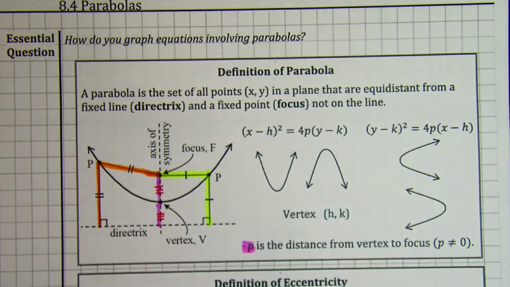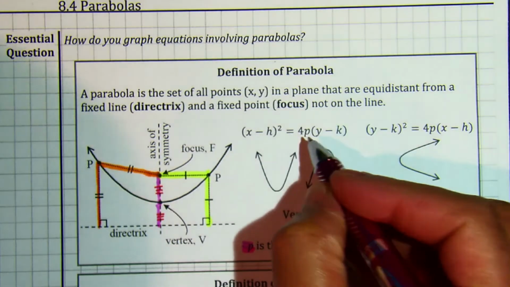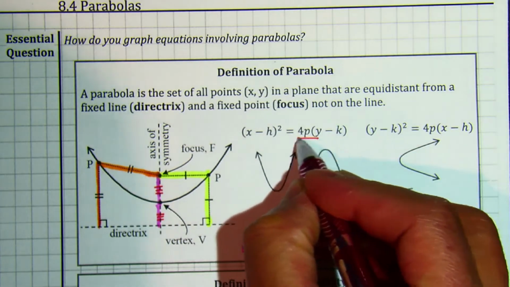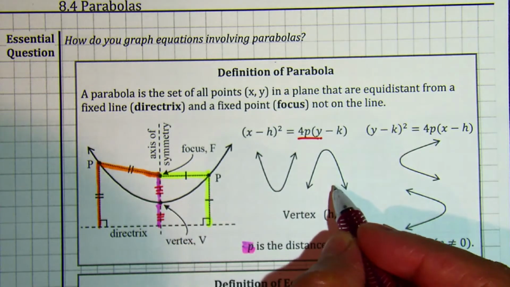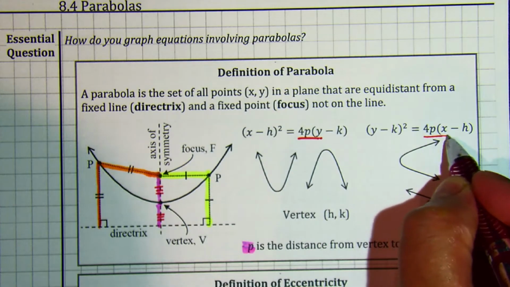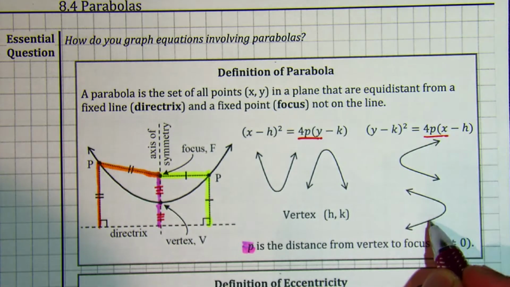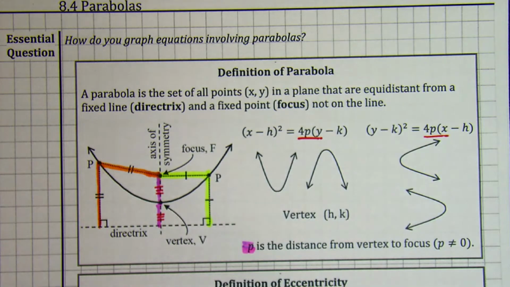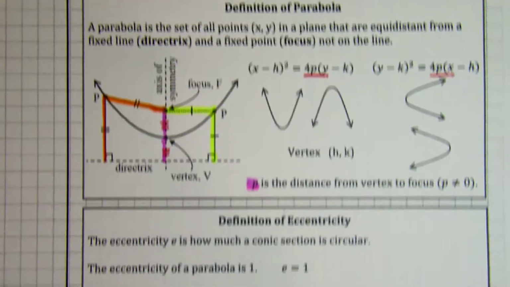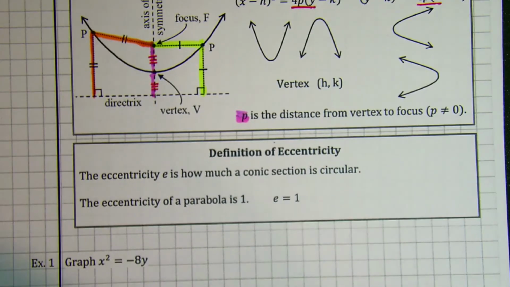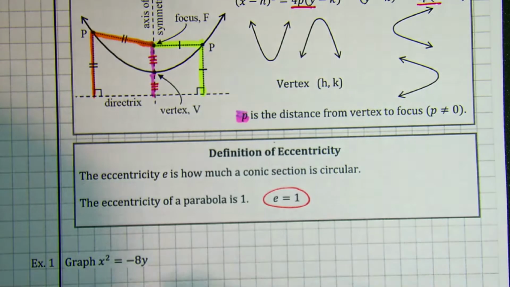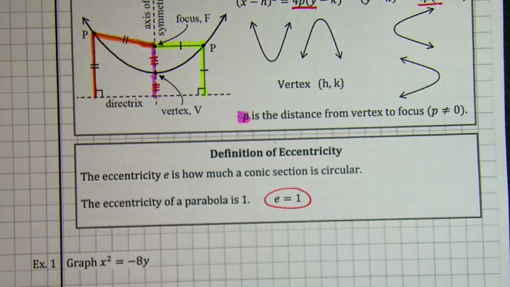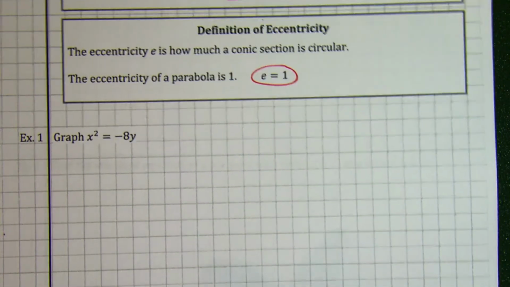The way that I memorize is that if we have a number and a y, it is facing the y-axis, either up or down. If it's a number and an x, it is facing either right or left. And we'll start on example number 1, but before we get there, let's cover eccentricity. The eccentricity for a parabola will always be 1. Example number 1. Go and copy it down and we'll start once you are ready.